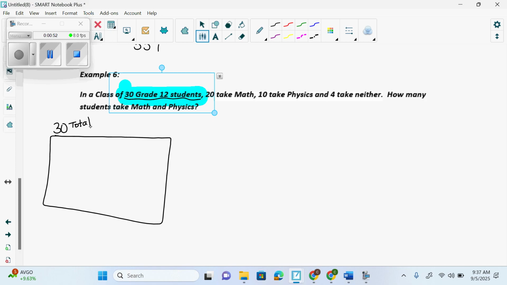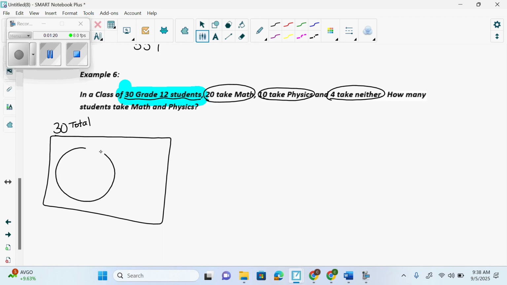20 take math. 10 take physics. 4 take neither. How many take math and physics? So what did they not give me? They didn't give me the math and physics eyeball. So we have 2 circles. We can't use M and P unless we use let statements off to the side that say let M represent math and P represent physics. So if we don't do that, we have to write math and physics.